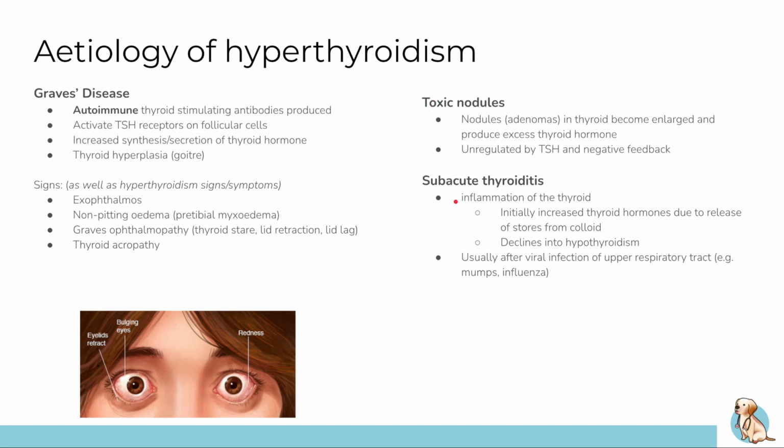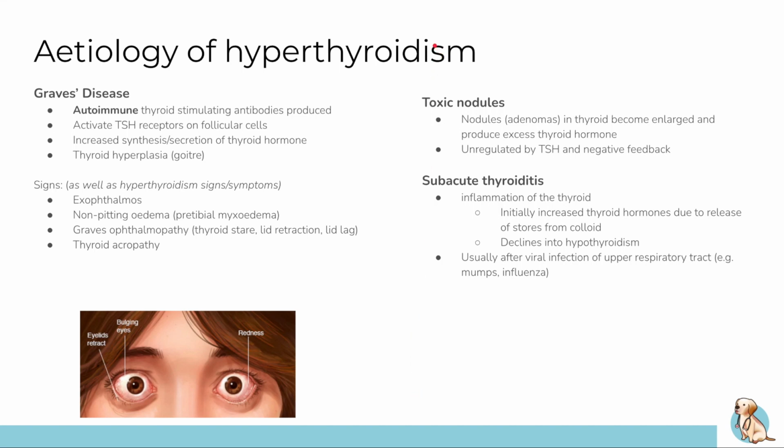On top of hyperthyroidism signs and symptoms, Graves' disease also causes other signs. Importantly, remember eye changes, including exophthalmos, thyroid stare, lid retraction, and lid lag, as shown in this picture here. Non-pitting pretibial myxedema due to increased hyaluronic acid in the dermis.